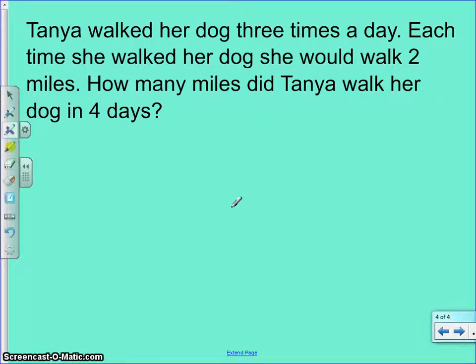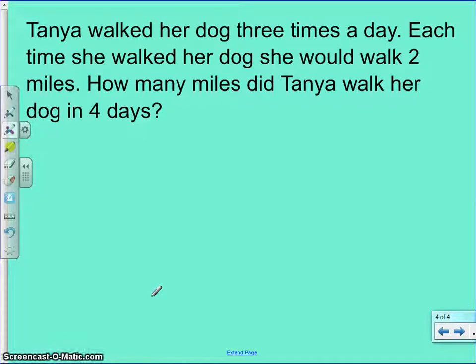Alright, here's our third word problem, and I want you to take a look at it. I want you to read this problem, pause the video. On your guided notes, I want you to see if you can figure this out, and then I'll go over it and see what we have. Okay, go ahead. Alright, you should have paused it. Hopefully you tried it yourself, and now you're going to check the answer.